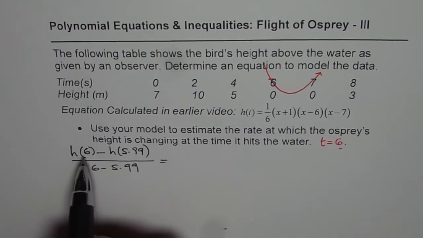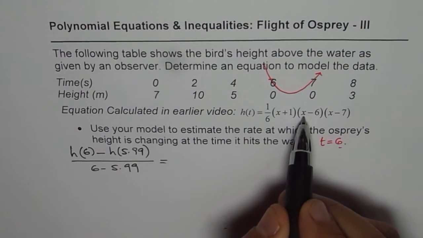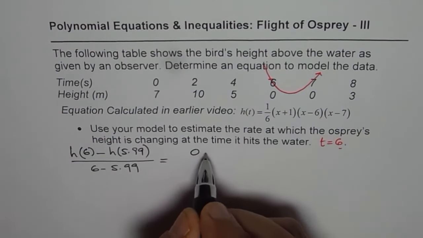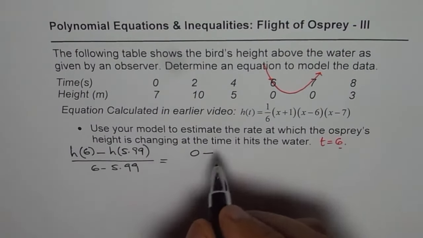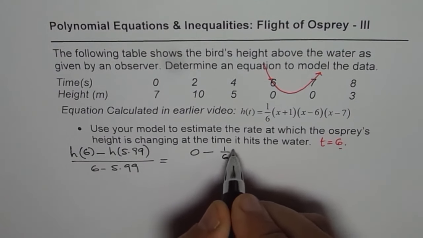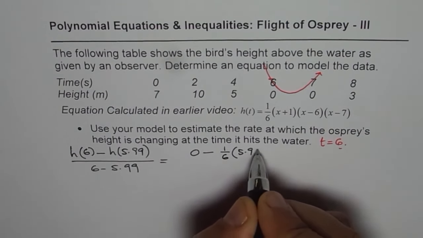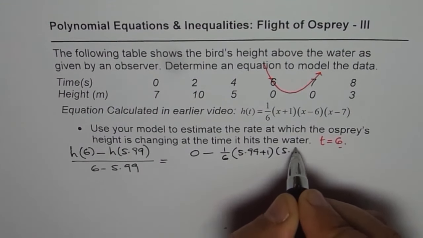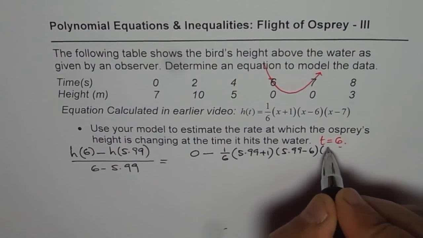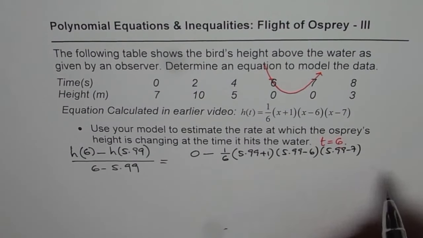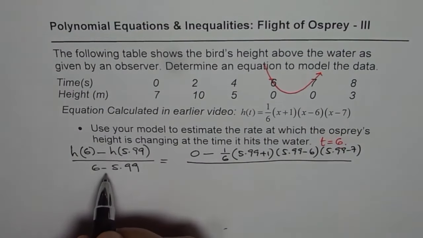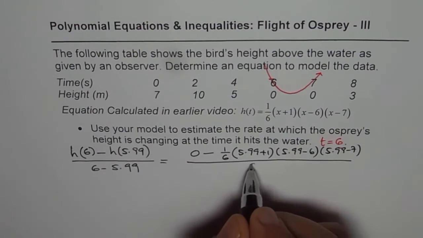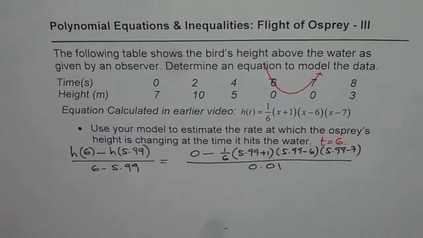So what we'll do is, we know h of 6 is 0, right? Because if I put 6 here, this factor is 0, so it is 0 minus. I need to calculate the value when x is 5.99. So let's calculate. It is 1 over 6 times (5.99 plus 1) times (5.99 minus 6) times (5.99 minus 7). Everything divided by 6 minus 5.99, that means 0.01, correct? So that is what we need to calculate.